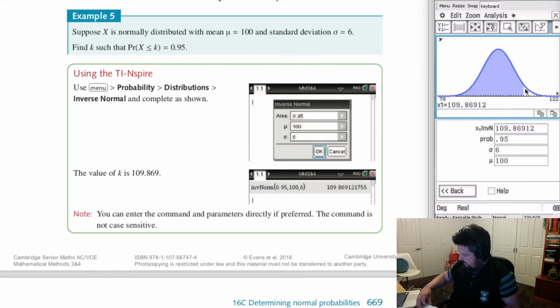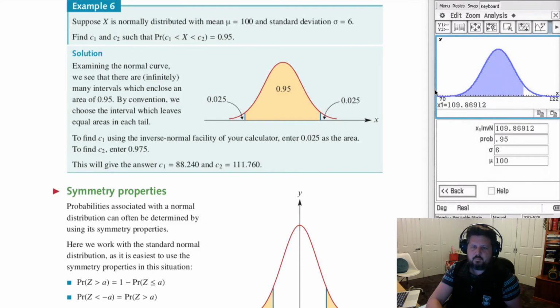One more I would like to show you. So this one here, example 6, it says suppose x is normally distributed with a mean of 100 and standard deviation of 6. It's asking us to find C1 and C2 such that the probability of x is in between C1 and C2 is 0.95. Yep, so notice it's in the middle here.